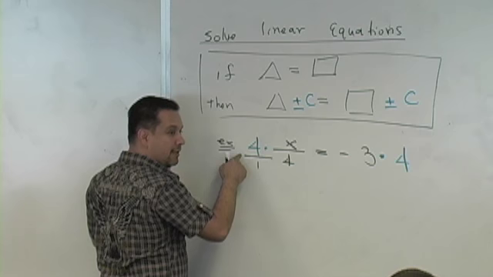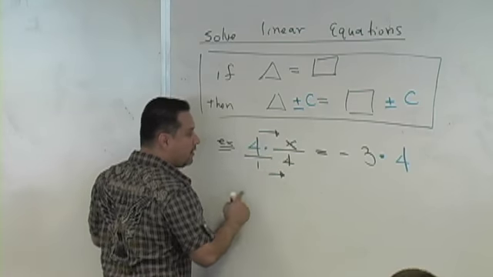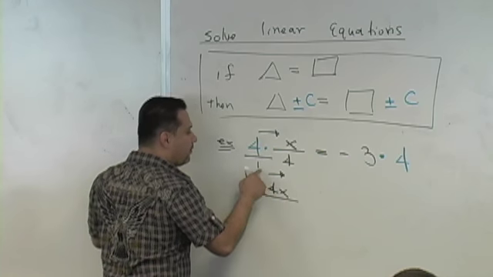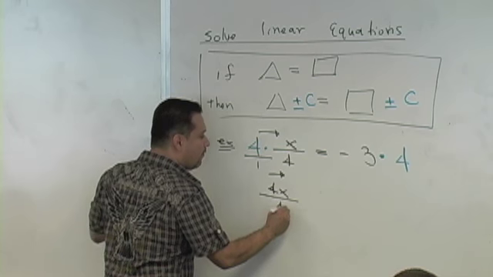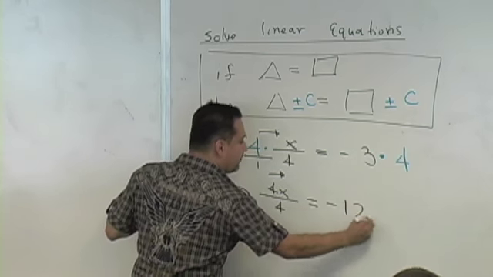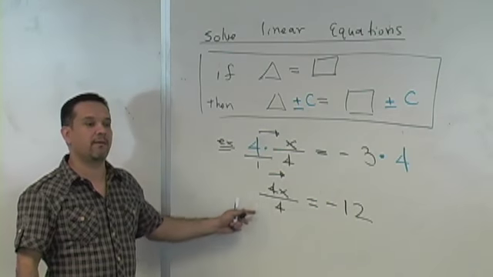Isn't that interesting? They need to see 4 over what? And now they need to go through this, and that's fine. So what's 4 times x? It's 4x over what's 1 times 4? 4. And then negative 3 times 4 is? Negative 12. I find really that this goes further with some people. They need to see this step.